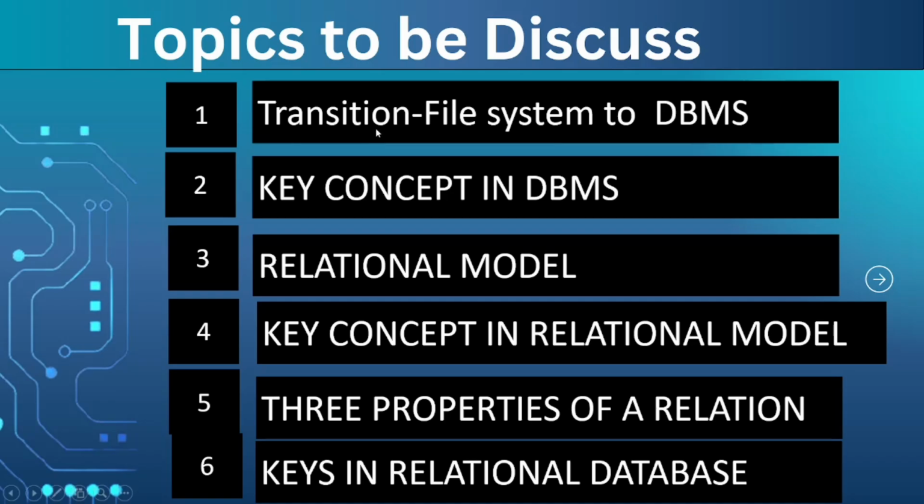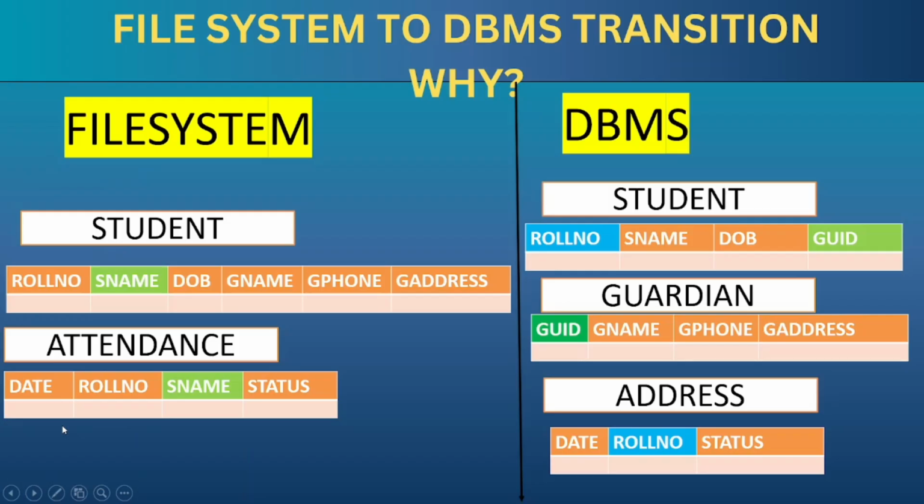The first one, transition from file system to DBMS, and key concepts in DBMS. The third one, the relational model, and the fourth one, what are the key concepts in the relational model. The fifth, three properties of a relation, and the last one, what is the meaning of keys and what are the types of keys in a relational database.